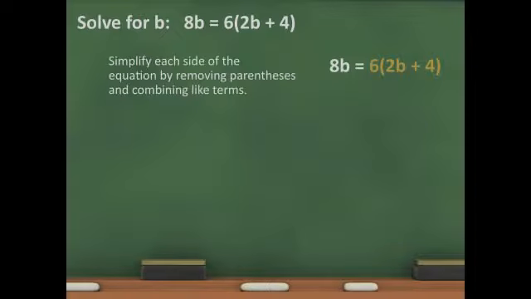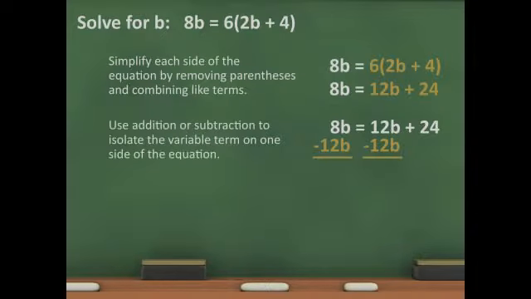Start by removing the parentheses on the right side of the equation. Distribute through by 6 to get 6 times 2b, or 12b, and 6 times 4, or 24. The equation becomes 8b equals 12b plus 24.